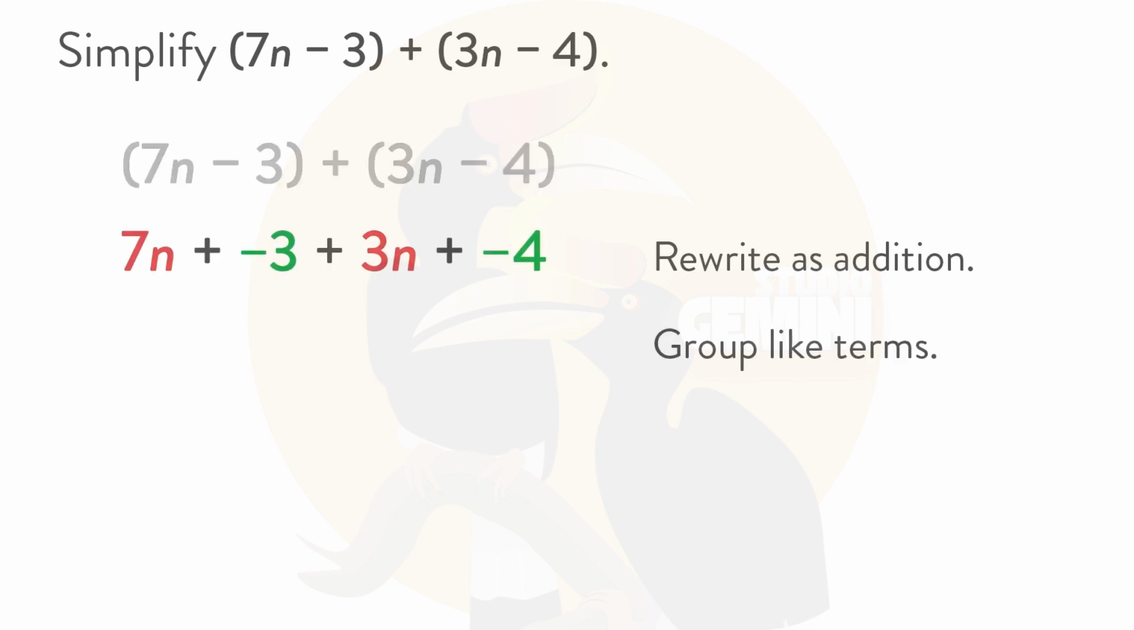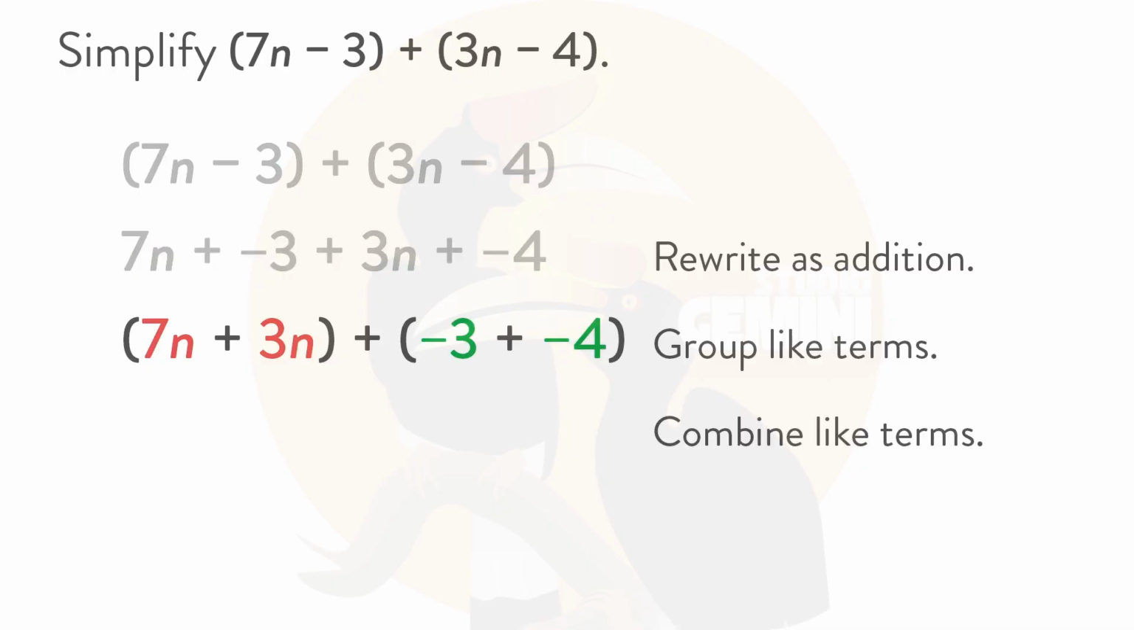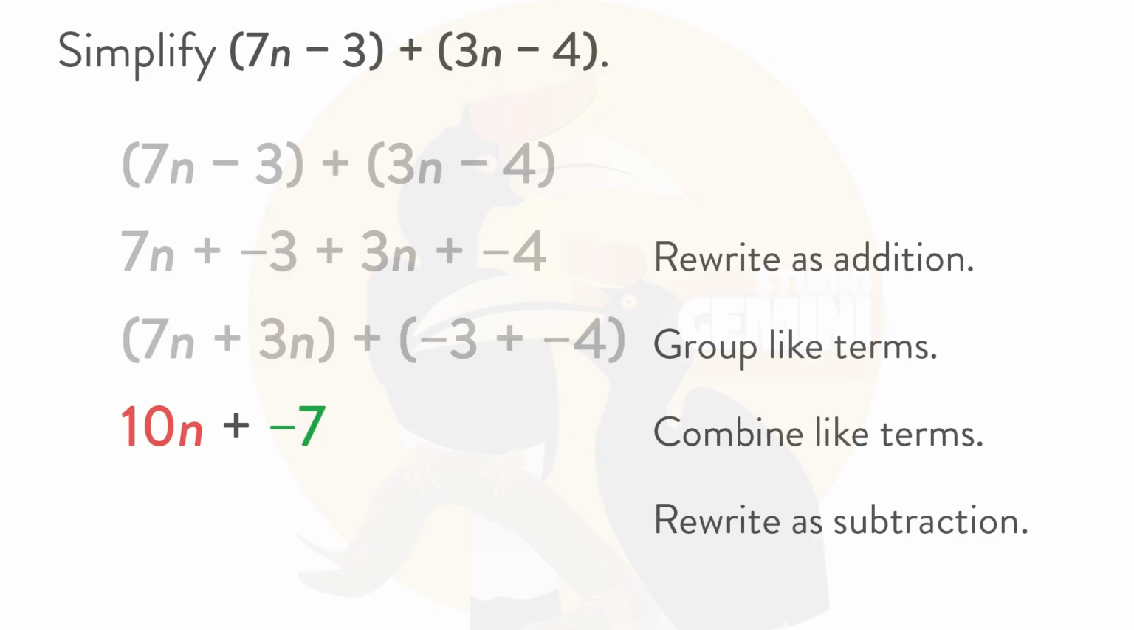And now we can group like terms, 7n and 3n, and negative 3 and negative 4. 7n plus 3n is 10n, and negative 3 plus negative 4 is negative 7. Finally, we can rewrite plus negative 7 as minus 7. So 7n minus 3 plus 3n minus 4 equals 10n minus 7.